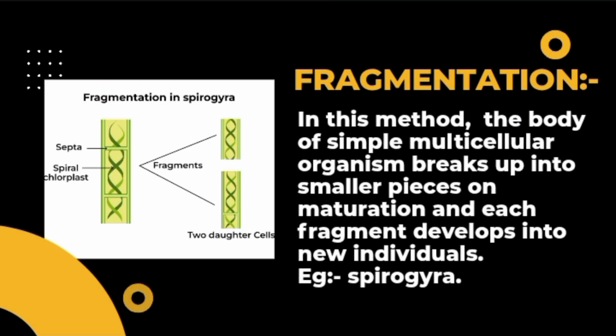And the next one is fragmentation. In this method, the body of a simple multicellular organism breaks up into smaller pieces on maturation and each fragment develops into new individuals. Example, Spirogyra. Here you can see the fragmentation in Spirogyra.